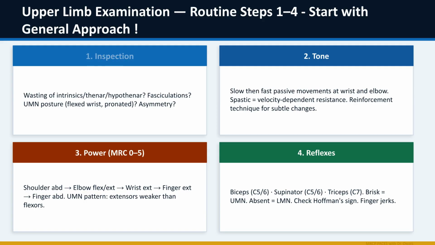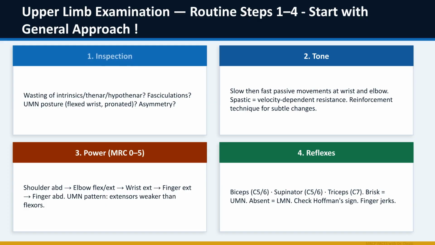Then general inspection. Stand back and look. This is 10 seconds that can tell you everything. Look at the arms. Is there any asymmetry in muscle bulk? Wasting of the small muscles of the hand, the interossei, thenar, and hypothenar muscles suggests a lower motor neuron lesion, peripheral neuropathy, or a T1 root lesion. Wasting of the shoulder girdle muscles suggests a proximal myopathy or brachial plexus lesion. Look for fasciculations, small, involuntary twitching movements in the muscle. These are a sign of lower motor neuron pathology, particularly motor neuron disease.